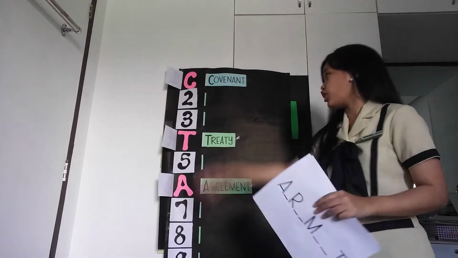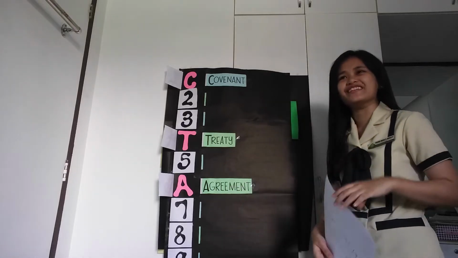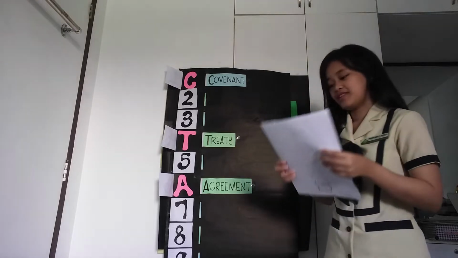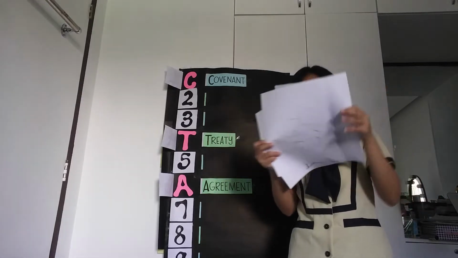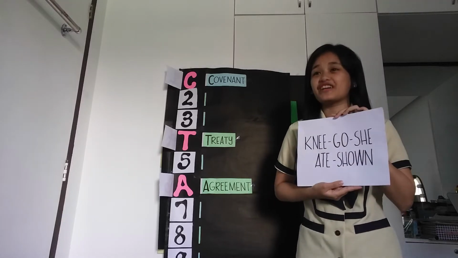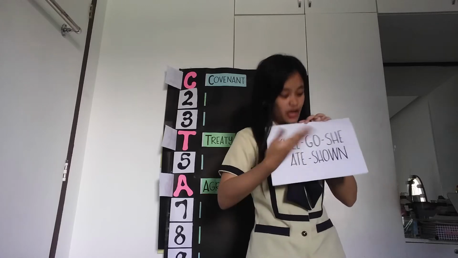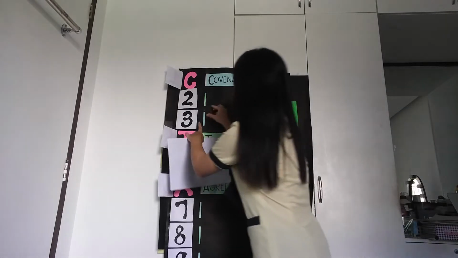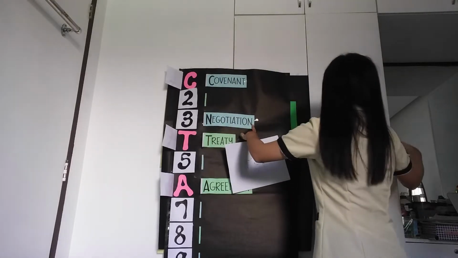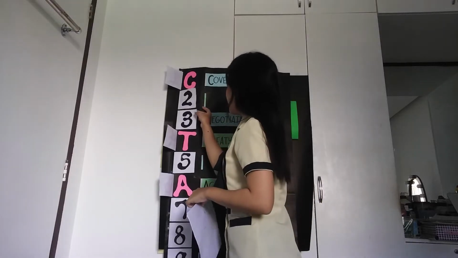Do you have any guesses on our main mystery word? None? Okay, then let's continue. Angel, another number, please. Number 3. Okay, number 3. Oh, this is interesting. This is a jumbled version. Okay, Lian, what is this? Negotiation. Okay, negotiation. And that gives us the 3rd letter.